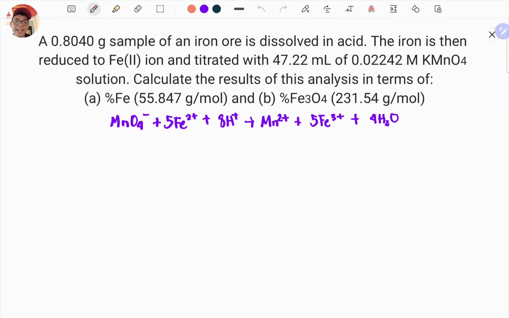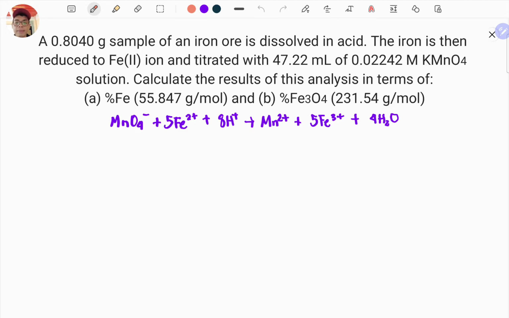Alright, let's work on the second problem. Let's read it together. A 0.804 gram sample of an iron ore is dissolved in acid. The iron is then reduced to Fe2+ ion and titrated with 47.22 milliliters of 0.02242 molar potassium permanganate solution. Calculate the results of this analysis in terms of A, percentage of iron, and B, percentage of iron(II,III) oxide.